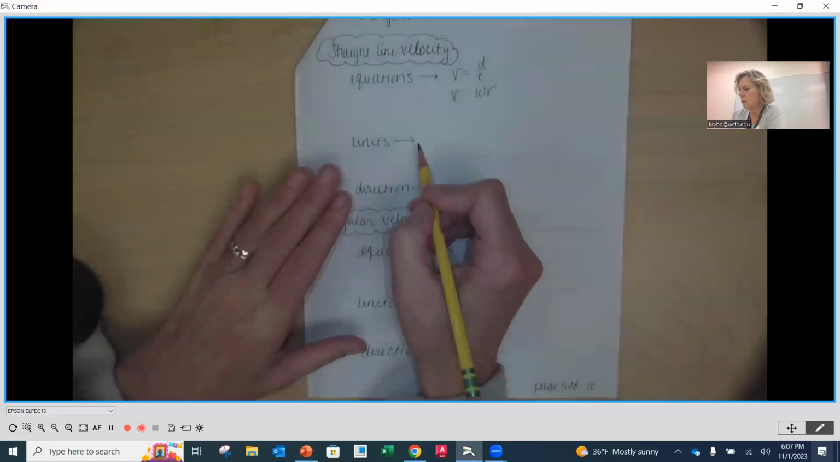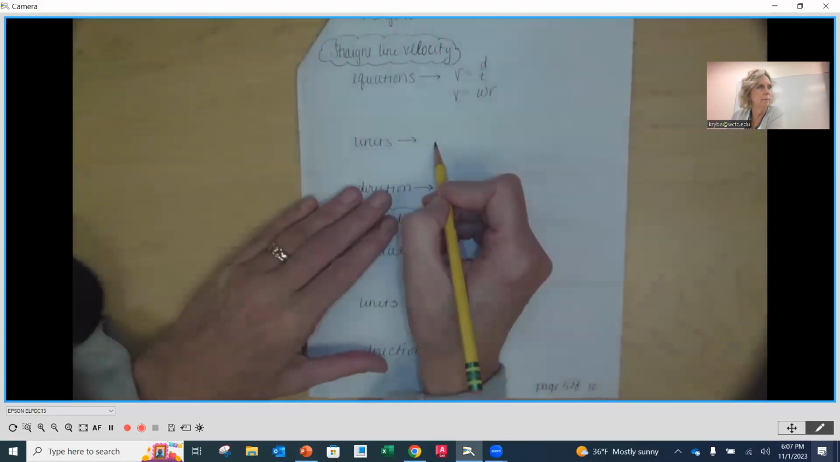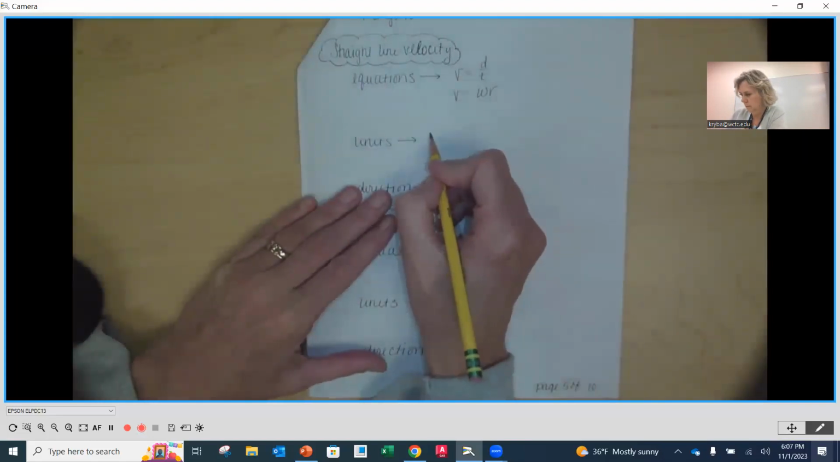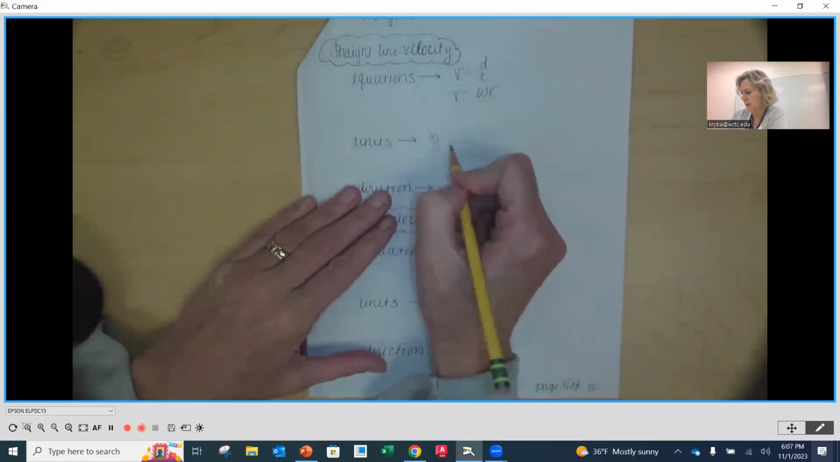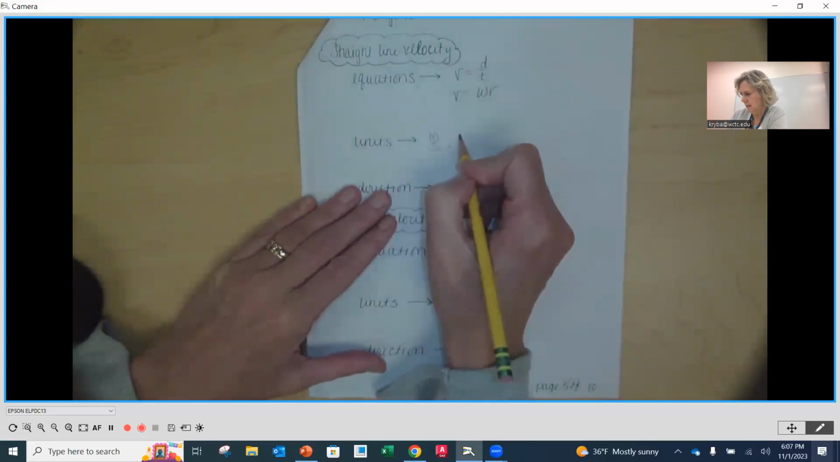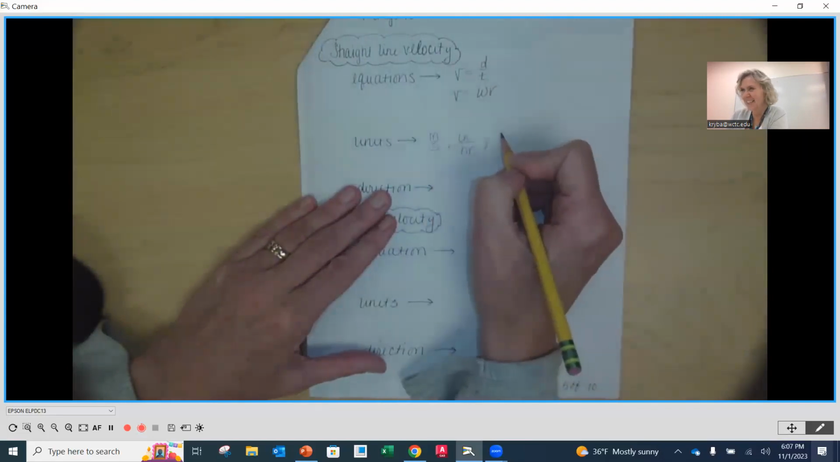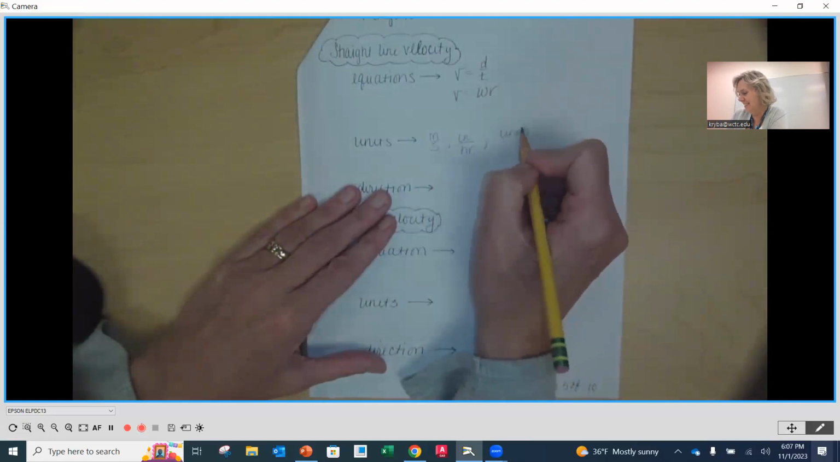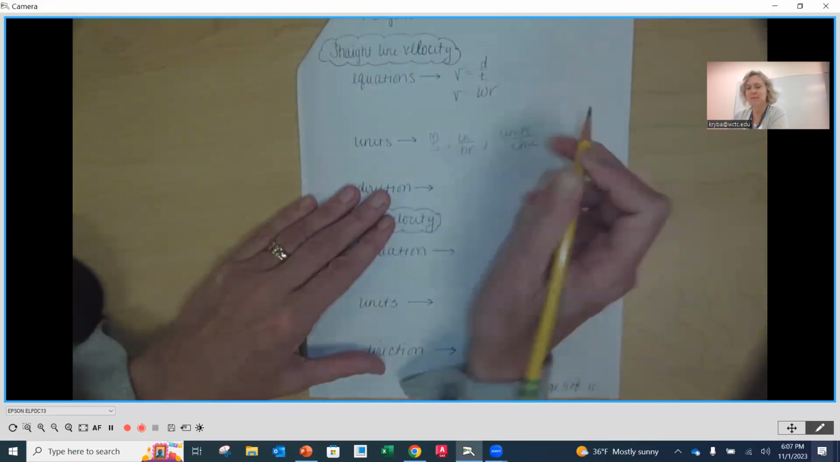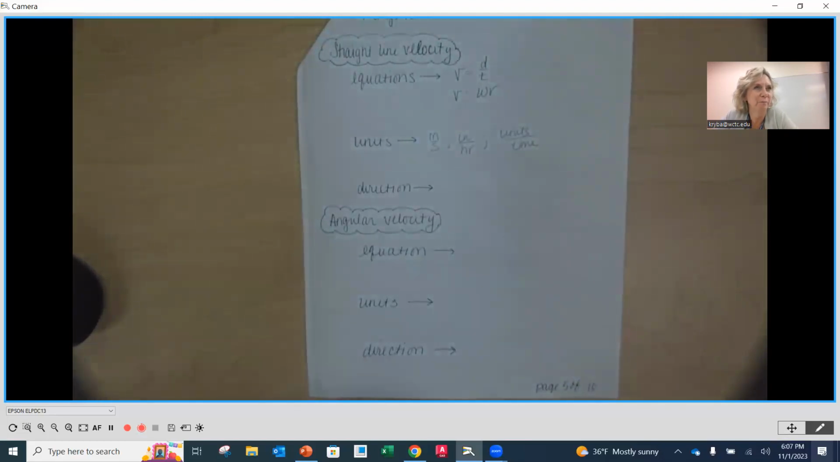Good. What are the units for straight line velocity? Meters per second. What else? Per hour. Sure. What else? Units over time. Yeah, you could say units over time. So you get it, right? Awesome.